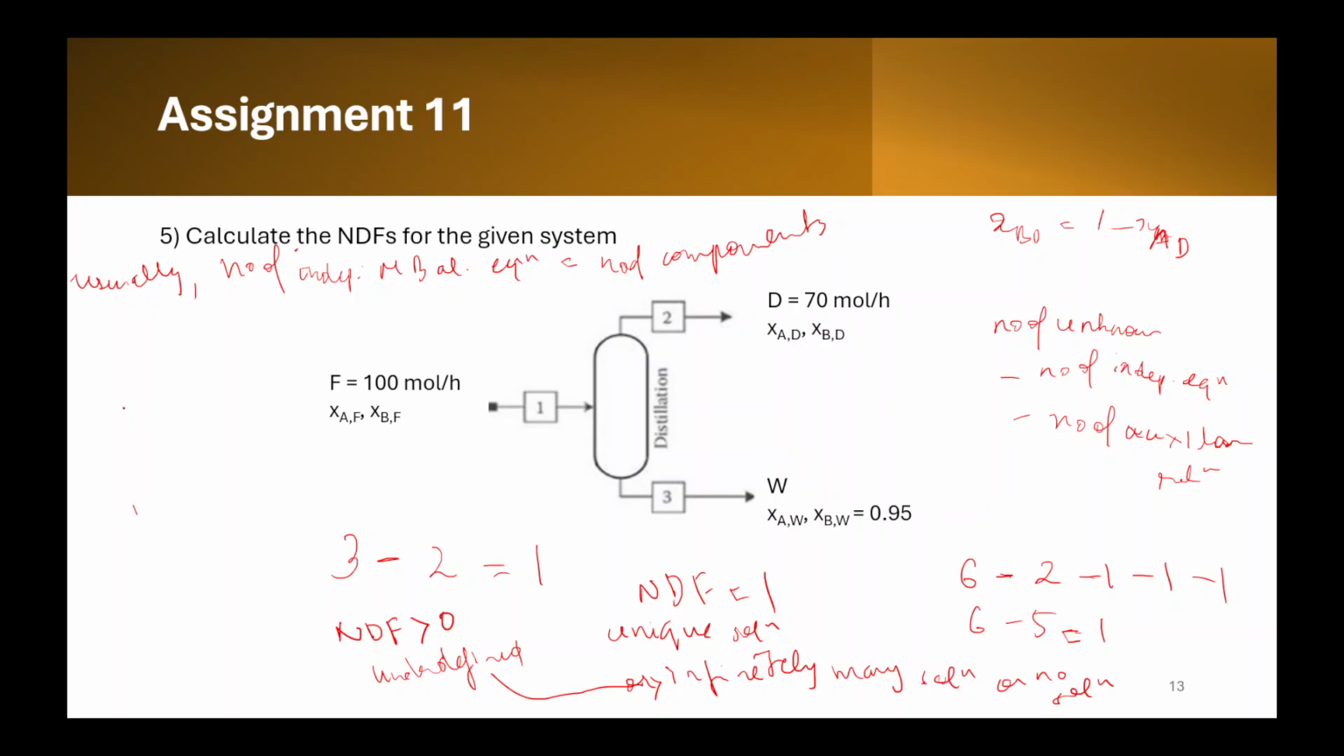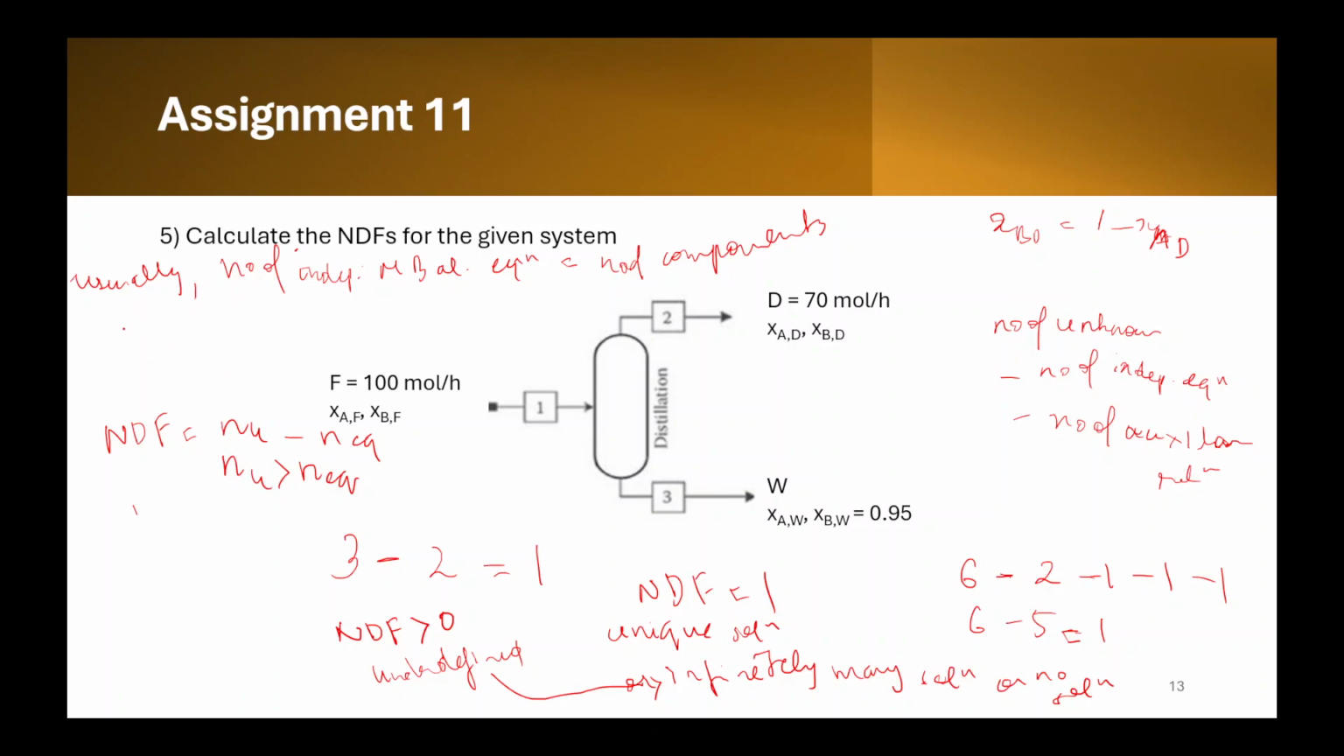Or I can write it here as well. NDF in a broader sense is basically the number of unknowns minus the number of equations. So if the number of unknowns is greater than the number of equations, you need more equations to solve for your unknowns. In this case you will have infinitely many solutions. Do you get my point? Yes, ma'am.